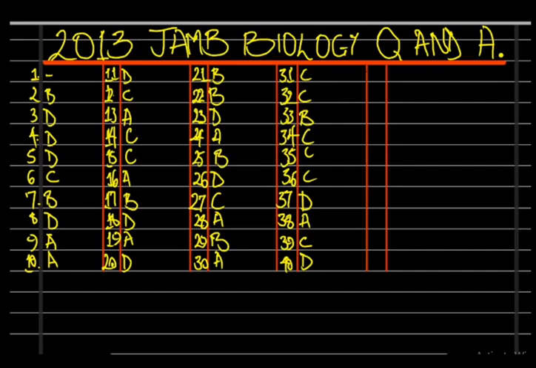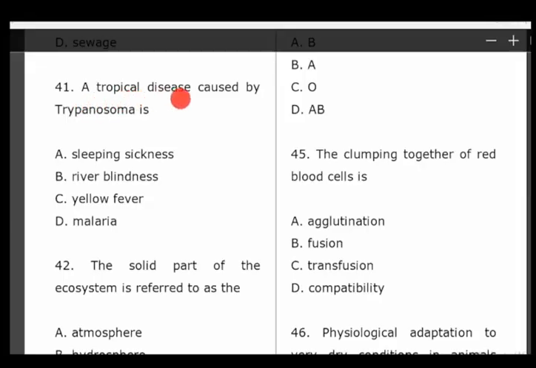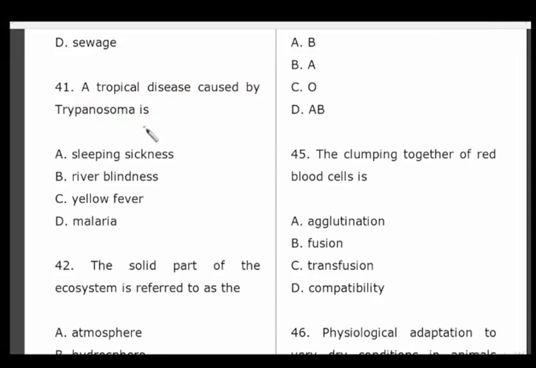Alright, so picking question 41 now. A tropical disease caused by trypanosoma is A. Sleeping sickness, B. River blindness, C. Yellow fever, and D. Malaria. Now, sleeping sickness is spread by a particular type of vector called the tsetse fly, which transmits a pathogen called the trypanosoma. So the disease that it results in is what we refer to as sleeping sickness. Other diseases here are river blindness, yellow fever, and malaria.